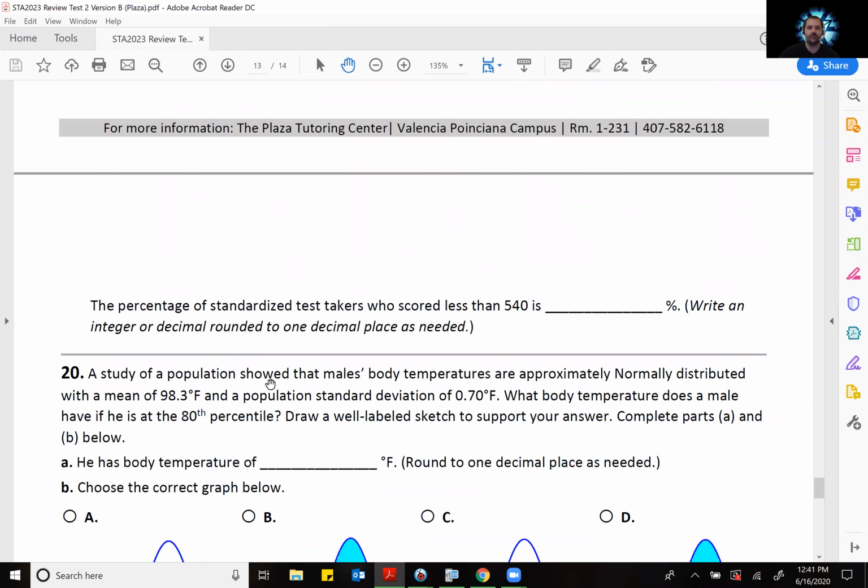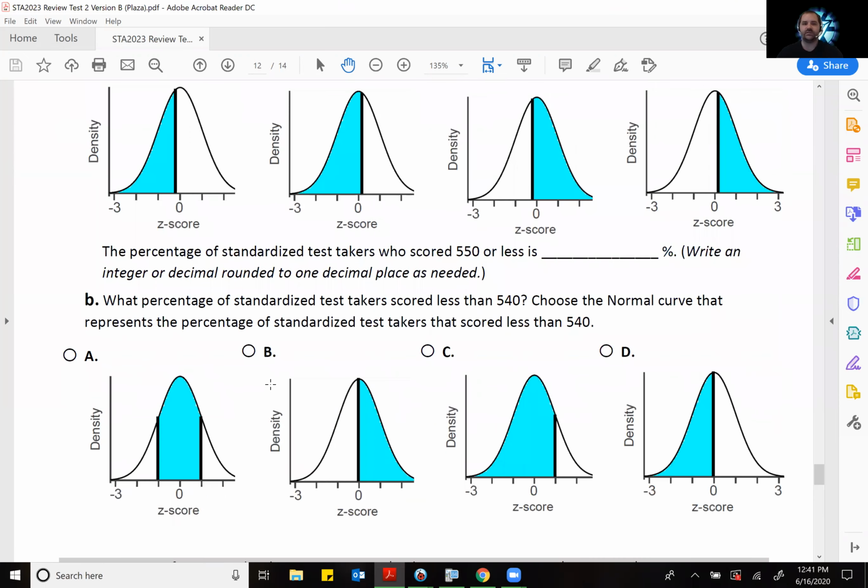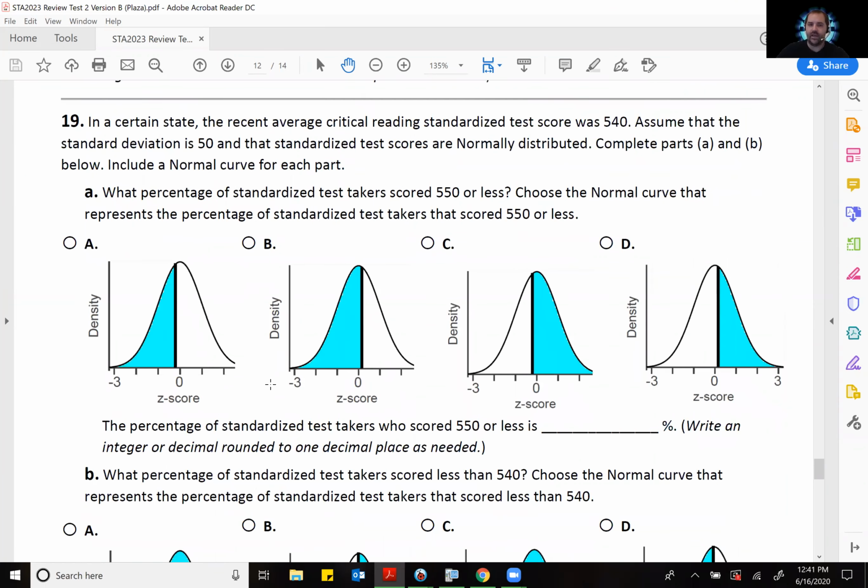Good. All right. So they want to know for part A, what is the probability? And this time, notice it says percentage. So this one we will write as percentages. So keep an eye on that. Also, if you look right down here by the blank, it has a percent sign. We want the probability to be less than or equal to 550.